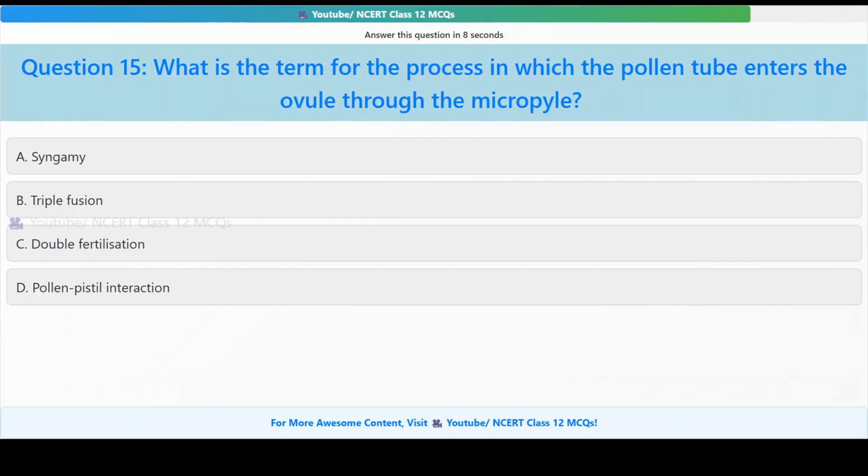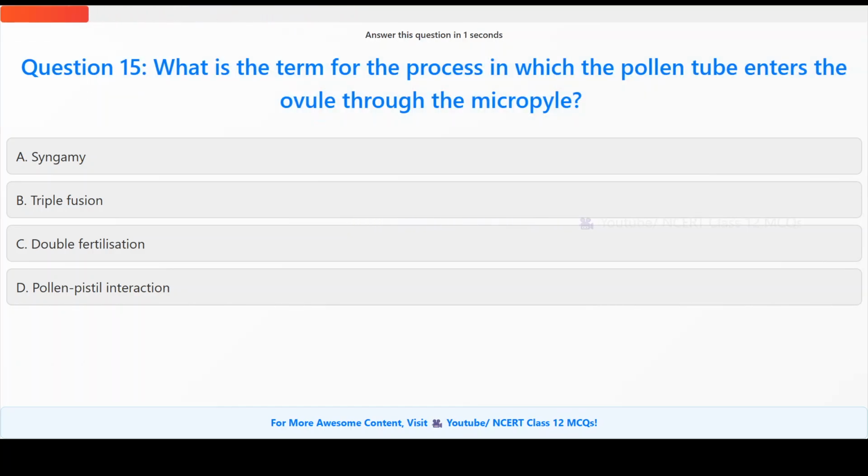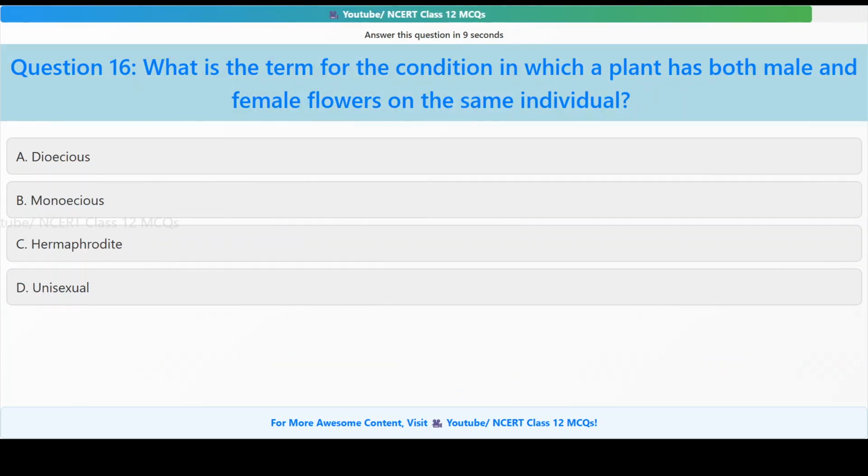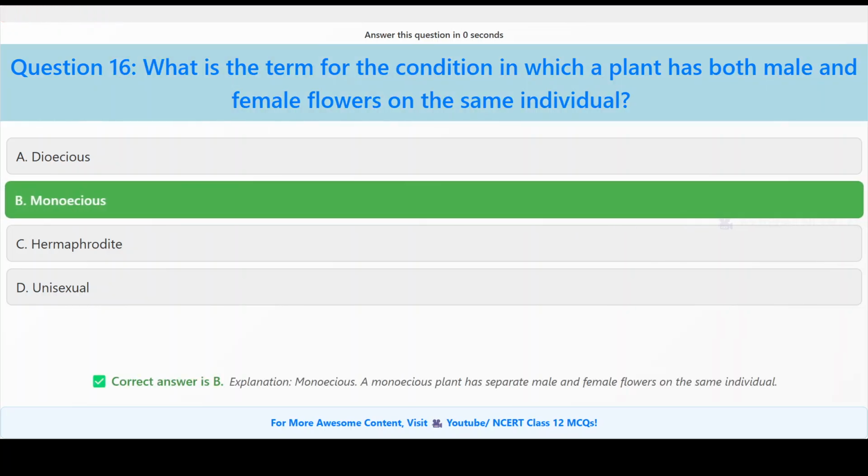Question 15. What is the term for the process in which the pollen tube enters the ovule through the micropyle? Pollen-pistil interaction. The process of pollen tube entry into the ovule through the micropyle is part of the broader pollen-pistil interaction. Question 16. What is the term for the condition in which a plant has both male and female flowers on the same individual? Monoecious. A monoecious plant has separate male and female flowers on the same individual.